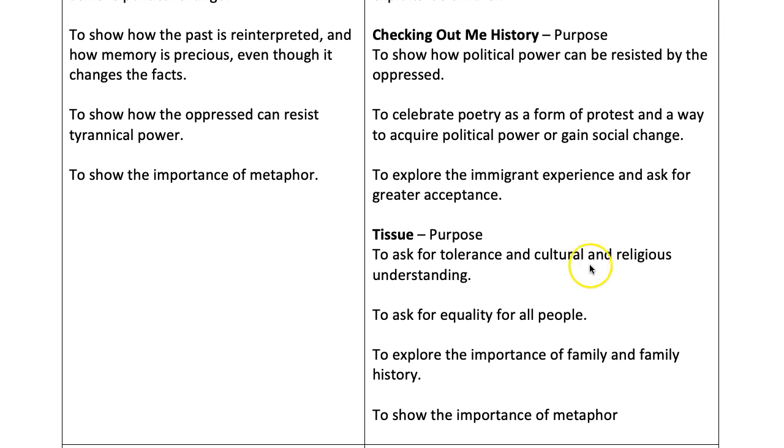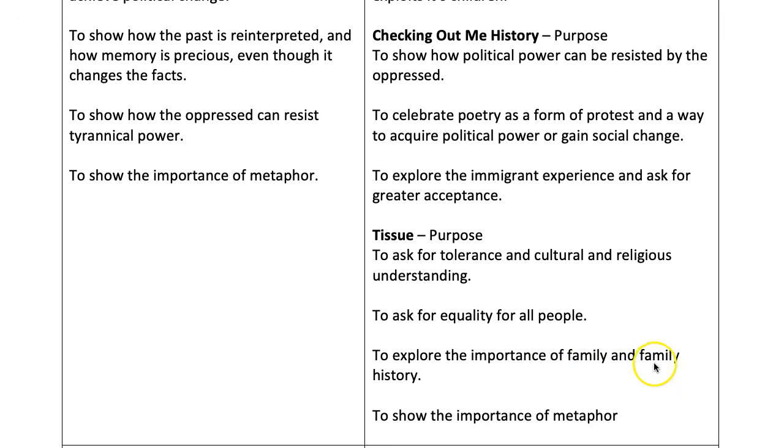So to ask for tolerance and cultural and religious understanding, well, this is definitely to ask for tolerance and understanding. To ask for equality for all people, that would definitely resonate with the two cultures, one that she's left and one that she's moved to. To explore the importance of family and family history. And in this poem, it's noticeable that she is a child on her own. There's no reference to mother or father, and we get the sense that she's lost them. Either been orphaned before she came over, or her parents are still stuck in whatever the old city was, and they've only been able to smuggle her out.